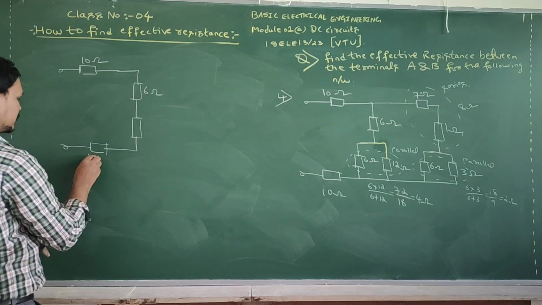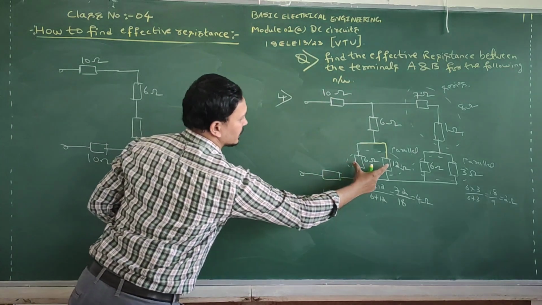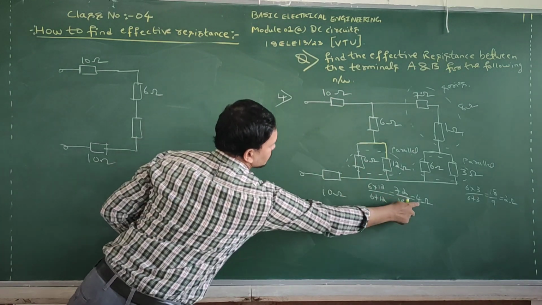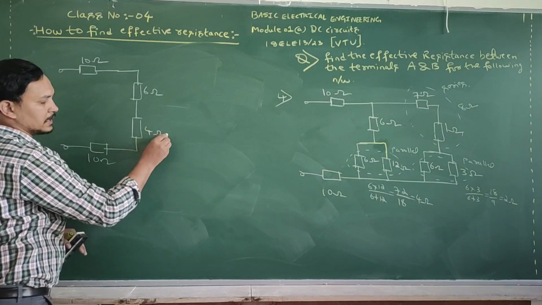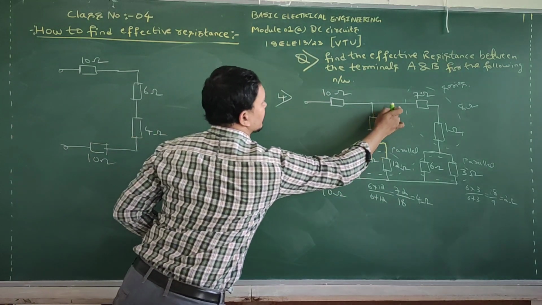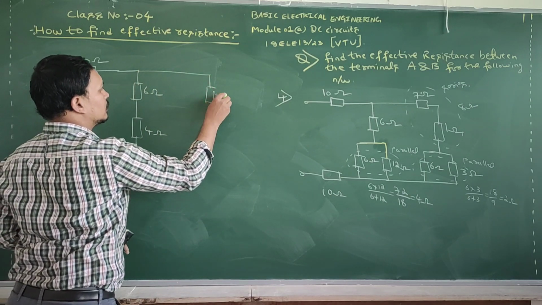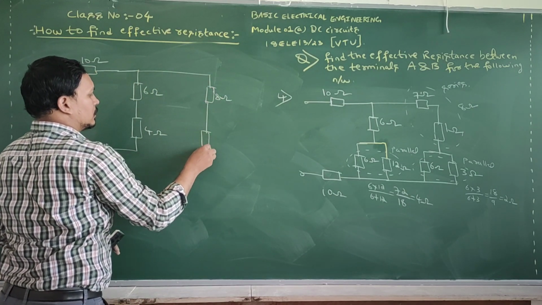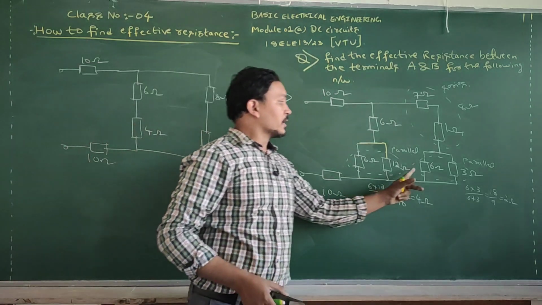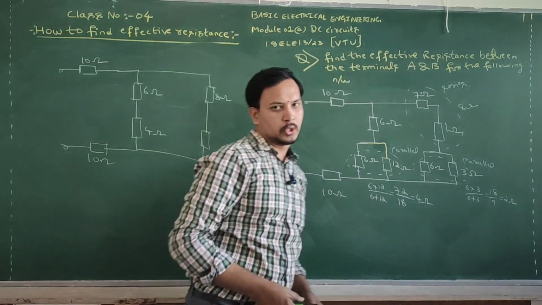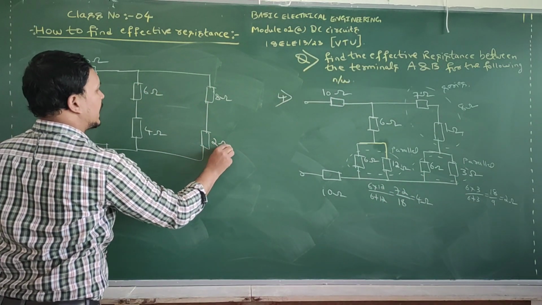What is this? 10 ohms. Okay, I am writing the effective resistance of this. What is the effective resistance of this? 4 ohms. Okay, that I have written here. Then what is the effective resistance of that combination? 8 ohms. The next one. What is the effective combination of this? 2 ohms. Okay, I have written it.